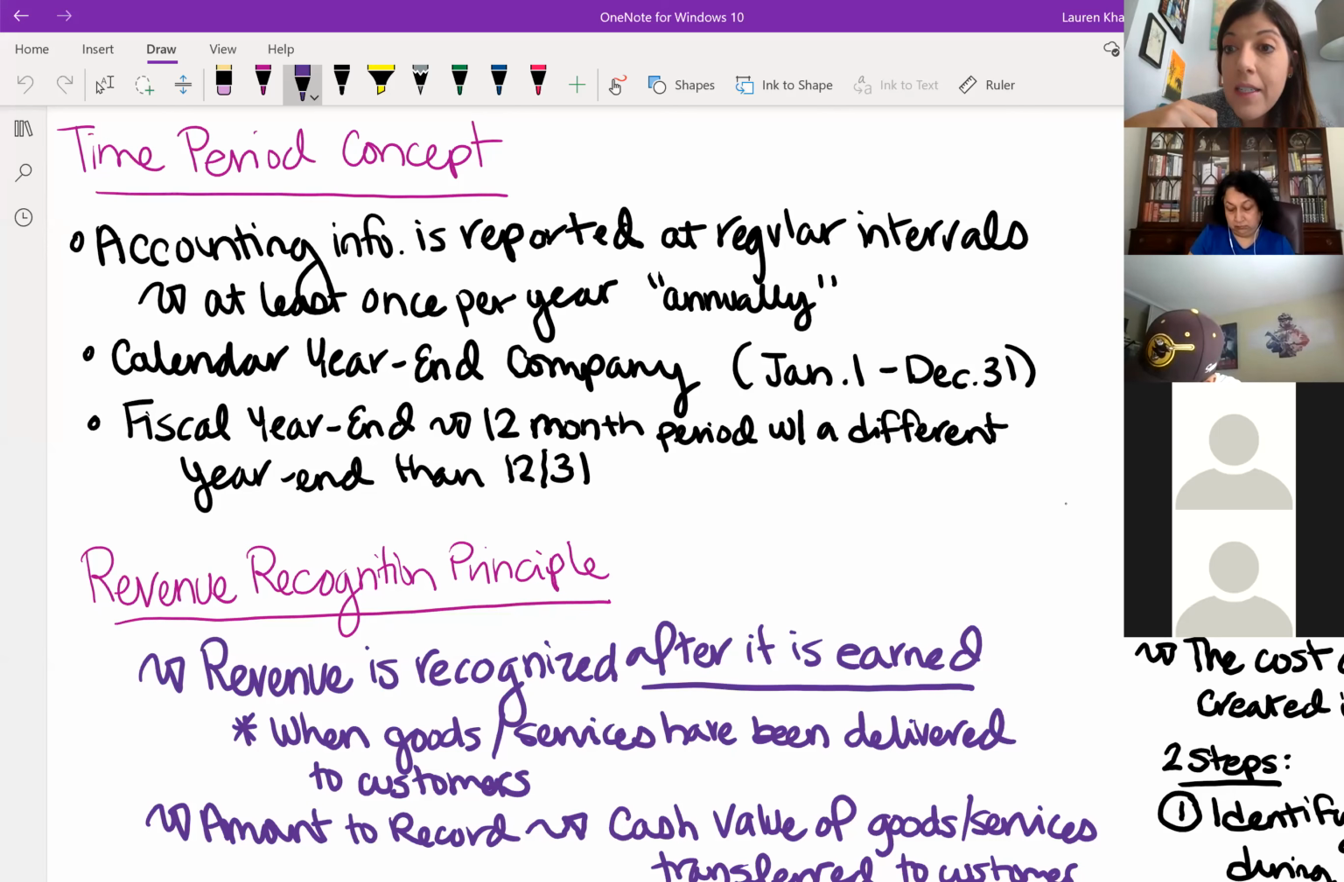For a company that has a year-end date other than December 31st, it's referred to as a fiscal year-end. So fiscal year-end, June 30th, is common in education. A lot of our schools have a fiscal year-end of June 30th, partially because of federal funding. And the federal government starts their funding period on July 1st. So we have a July 1st to June 30th year.